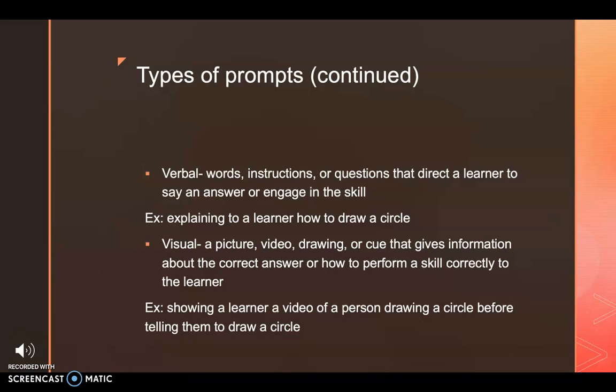The last type of prompt is called a visual prompt, which is a picture, video, drawing, or cue that gives information about the correct answer or how to perform a skill correctly to the learner. An example of a visual prompt would be showing a learner a video of a person drawing a circle before telling them to draw a circle.